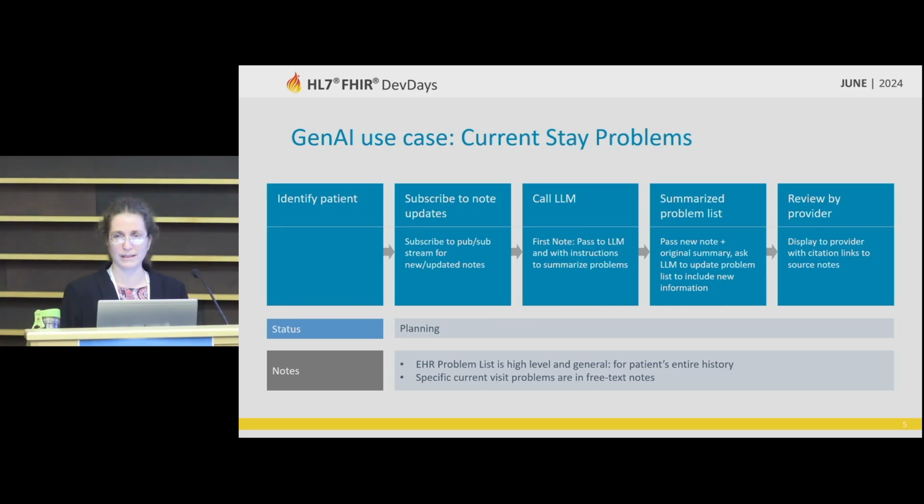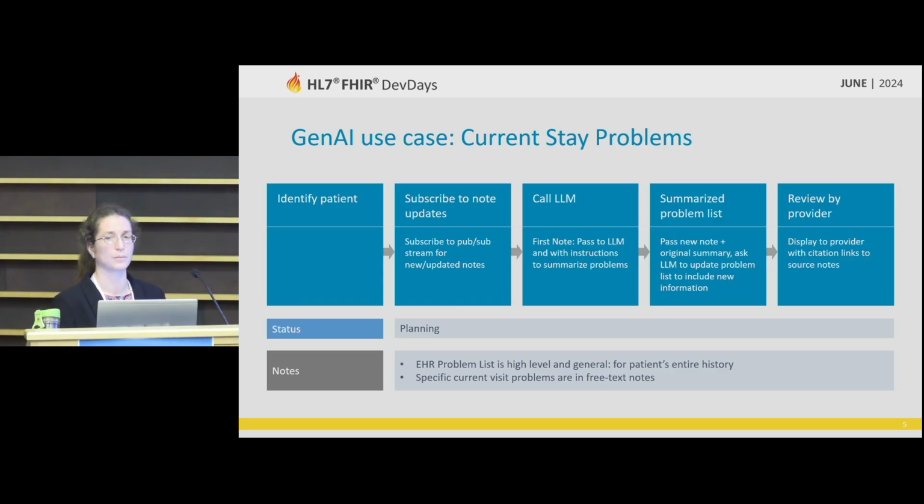As the notes come in, if it's the first note for that patient, it'll get passed to an LLM. The LLM is instructed to summarize the problem list from that note. We'll probably give the LLM some examples of, here's the right way to do it. Here's an example note, right answer on that one to help ensure quality. We can give it hints on how to read our notes.